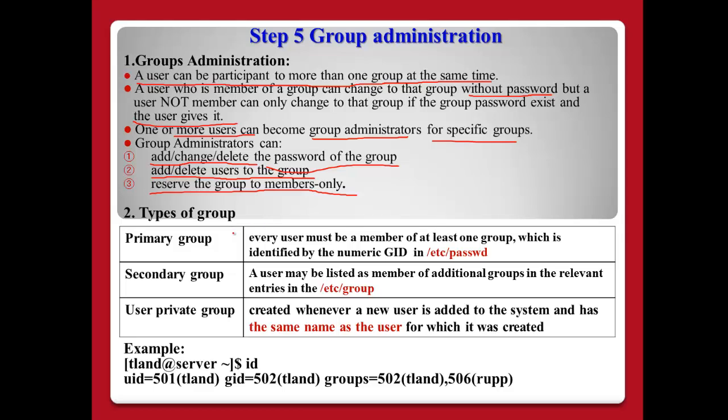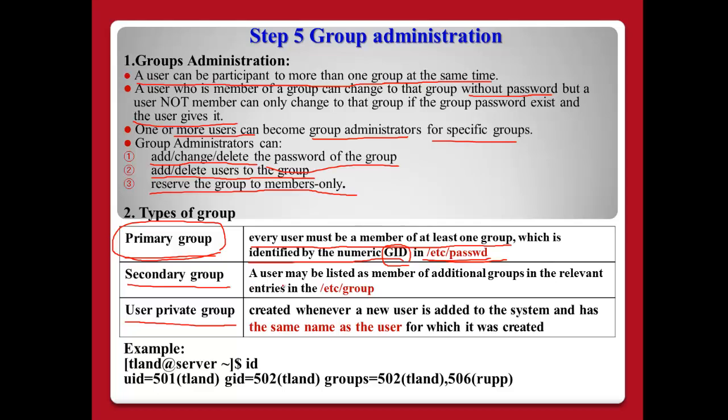Number 2, the types of group. First one, primary group, second, secondary group, and usual private group. The primary group means that every user must be a member of at least one group, which is identified by the number GID in /etc/passwd. It means all members must join at least one group. So in this case, we call this one the primary group, and we can find the information about the primary group from /etc/passwd using GID.